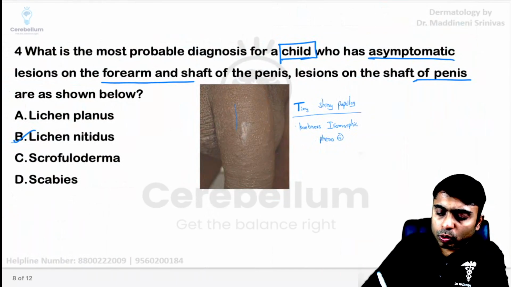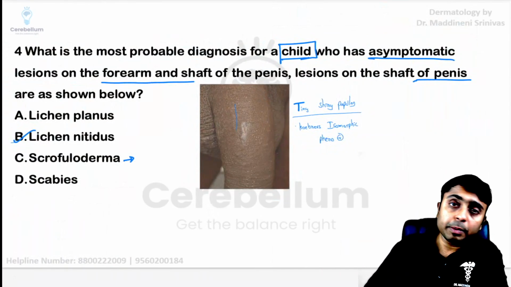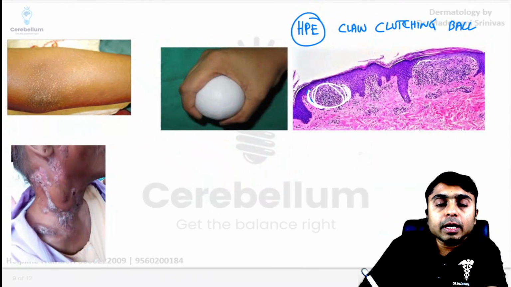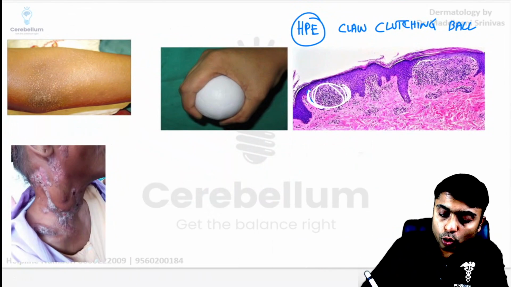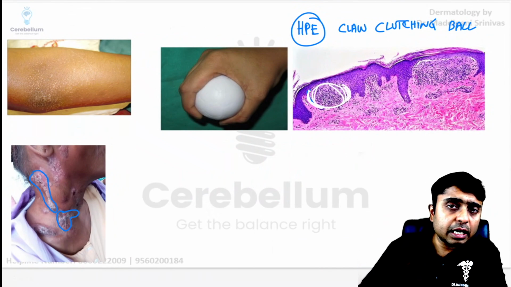So there was one more option, which is scrofuloderma. So please remember, in the scrofuloderma, which is a cutaneous tuberculosis, there is going to be a presence of these kind of scars, sinuses, bridging scars can also be present. And what is the underlying reason for this?